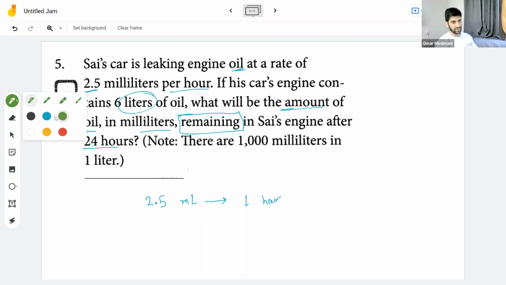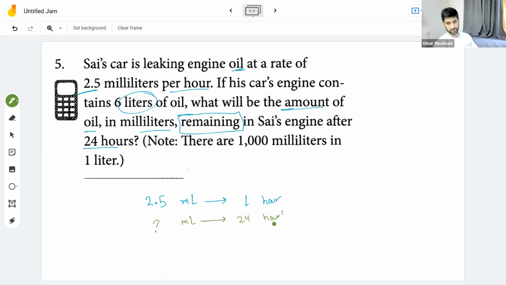Okay, now you have a calculator. If I have 2.5 milliliters in an hour, how much oil will be lost? How many milliliters is it going to lose in 24 hours? All right. So what I'm going to do, this question mark, I'm going to get it by multiplying 2.5 by 24.